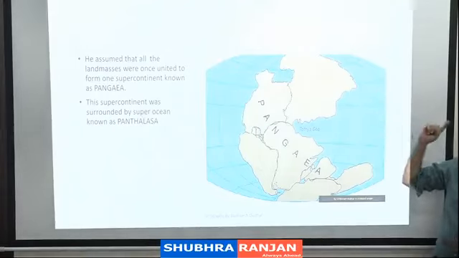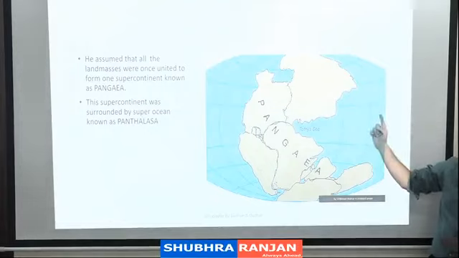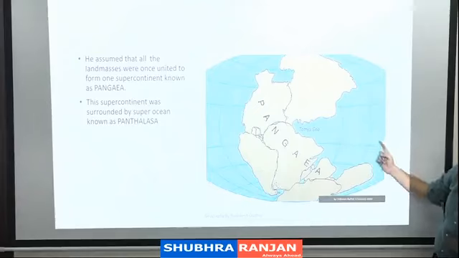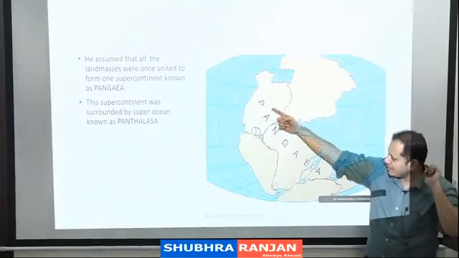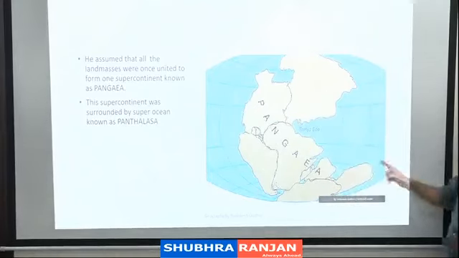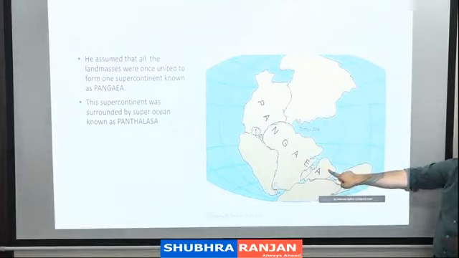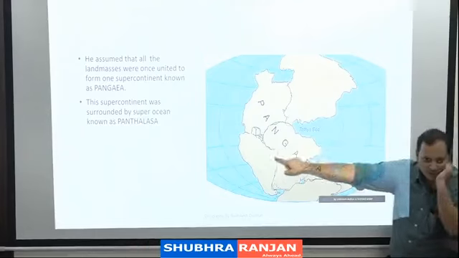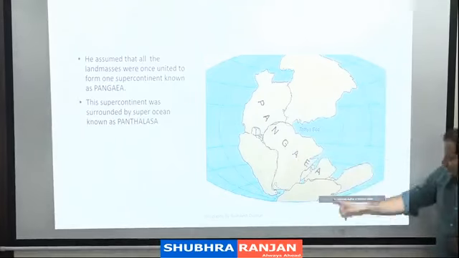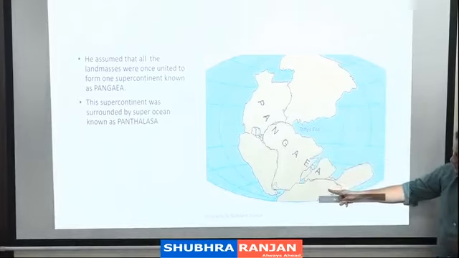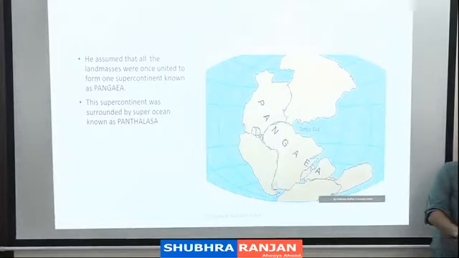He assumed that this is how the original Pangaea was. He assumed that all the land masses were once united to form a supercontinent known as Pangaea, and it was surrounded by a super ocean known as Panthalassa. So this is how the Pangaea was. This is peninsular India. This is Africa. This is South America. This is Antarctica. Sir, in the starting also Tethys Sea.